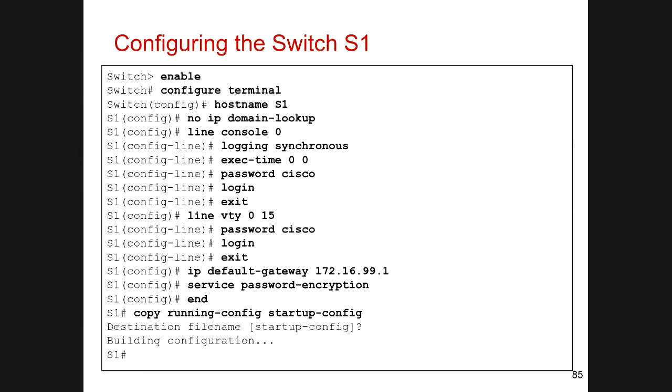In this case, the switch has a default gateway defined. Routers don't need to define default gateways. They are default gateways. And then at the end, he saved the configuration.